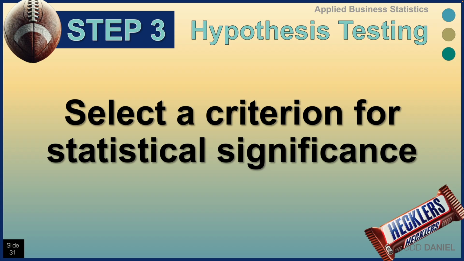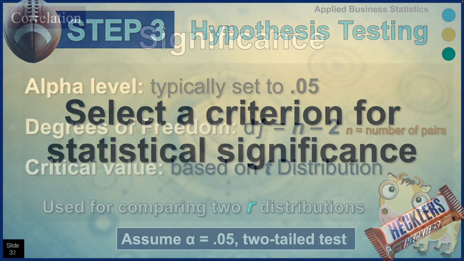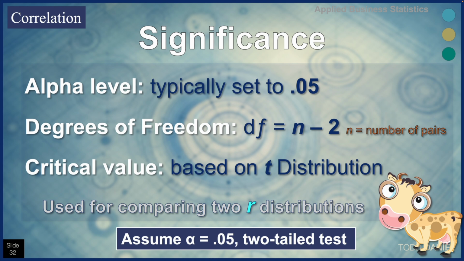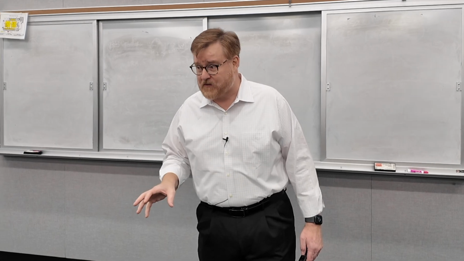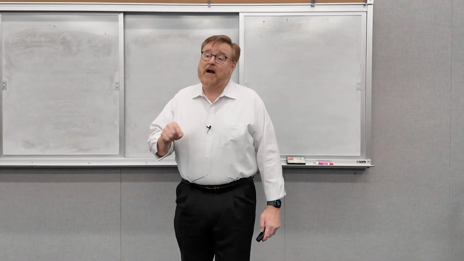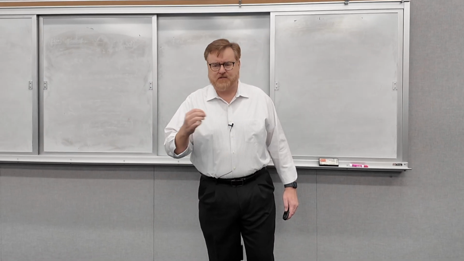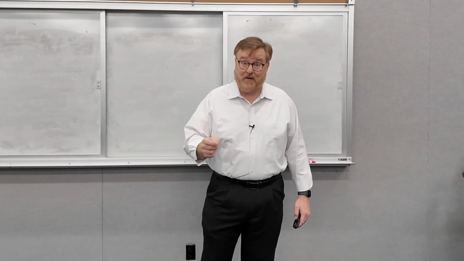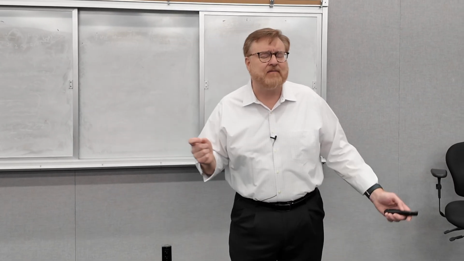So step 3, select the criterion for statistical significance. And for this one, we're just going to keep playing the hits. Go back to the values that we have always relied upon. We're going to keep our alpha level at 0.05. Our degrees of freedom is n minus 2, where n equals the number of pairs. In our data set, we have 200 mental health counselors. That means our degrees of freedom is 198. If I want a critical value, I can look that up in a t-table. T with 198 degrees of freedom, it's going to be real close to 1.96, probably 1.97, I believe.